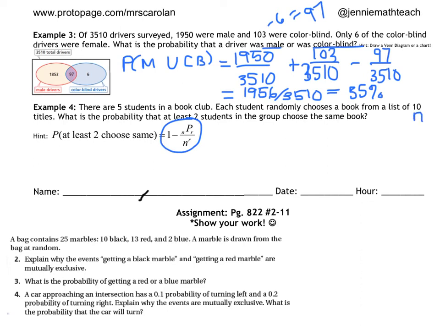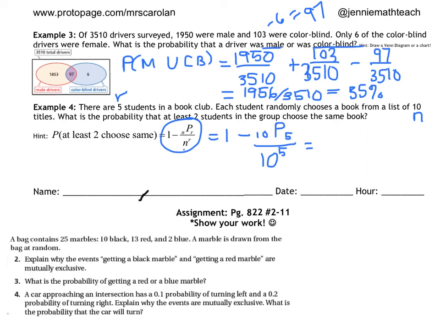N will be the number of books to choose from. R will be the students choosing books. And so we'll just plug them into the formula. It'll be 1 minus 10 permutations of 5. We have to figure out how many different ways the 5 people could choose from the 10 books. And then we have to divide by 10 to the R, so 10 to the 5th, because we have to list out all the different possibilities. Each of the 5 people has 10 choices, so that'll give us the total number of possibilities.